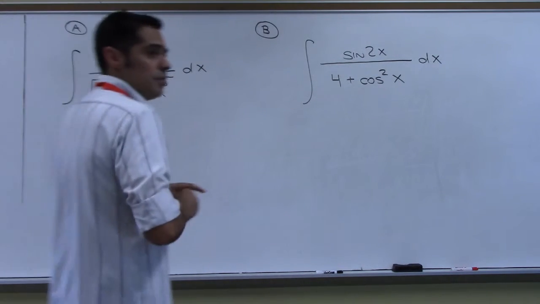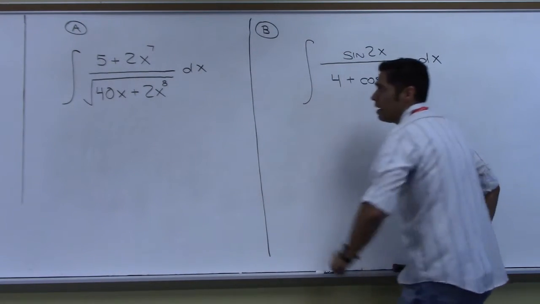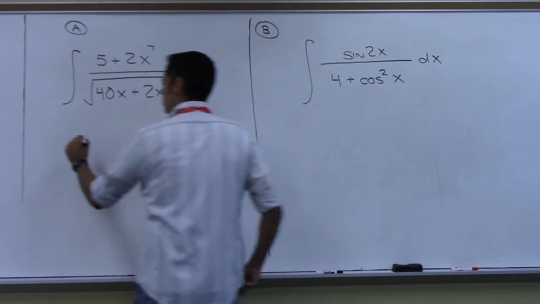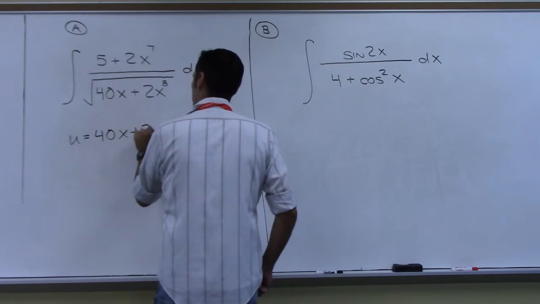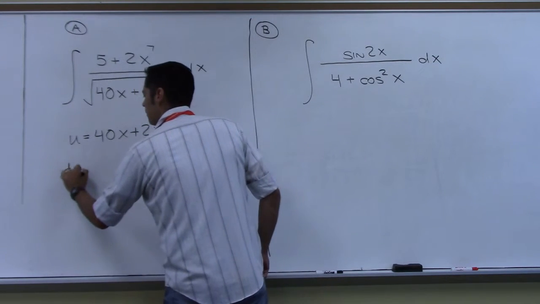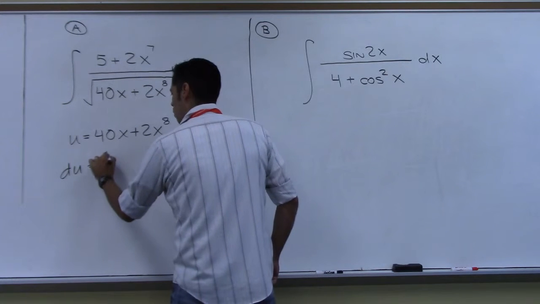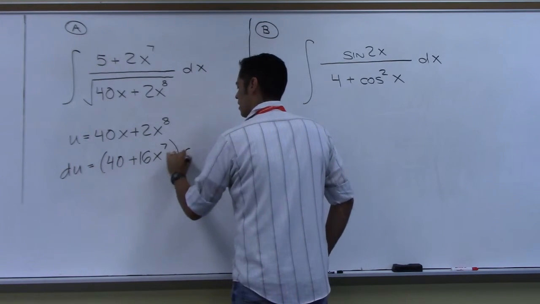All right, I'm going to run through these, all right? Let's do this first one. I think most of you chose the u to be the 40x plus 2x to the 8th. And then when you take the derivative of that, you get 40 plus 16x to the 7th dx.